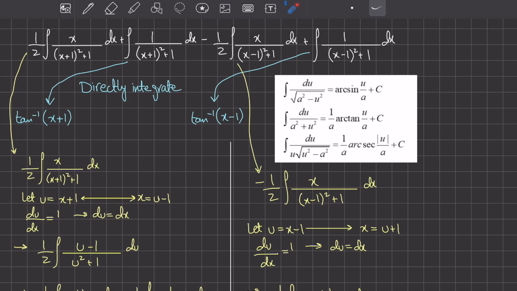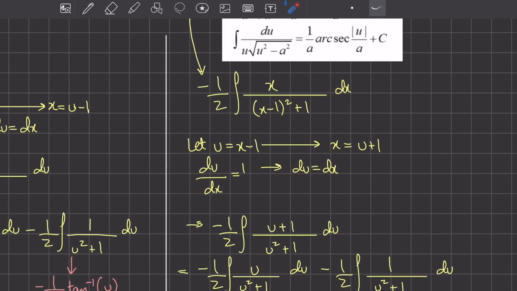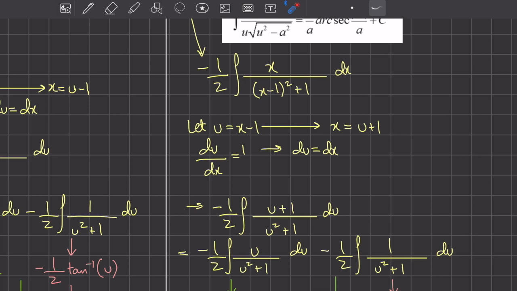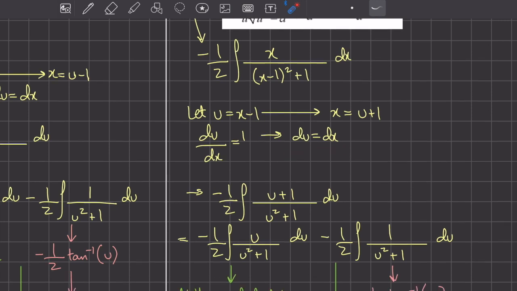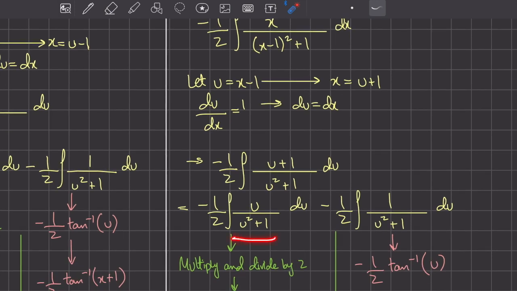All right, moving on to the third term. This is done in a similar fashion, so I will do this fast. U substitution with u equals x minus 1 this time, and du will equal dx. Hence the term is negative 1 over 2 times the integral of u plus 1 over u squared plus 1 du. Write this as two terms as well.